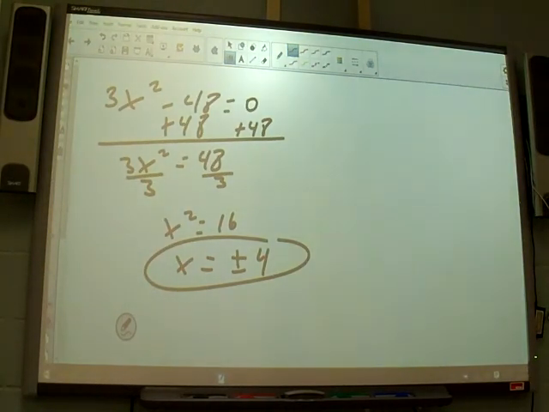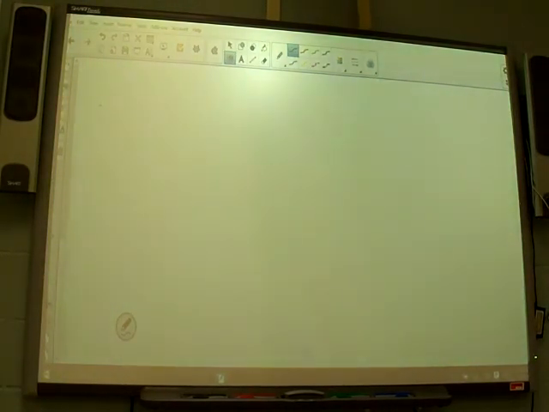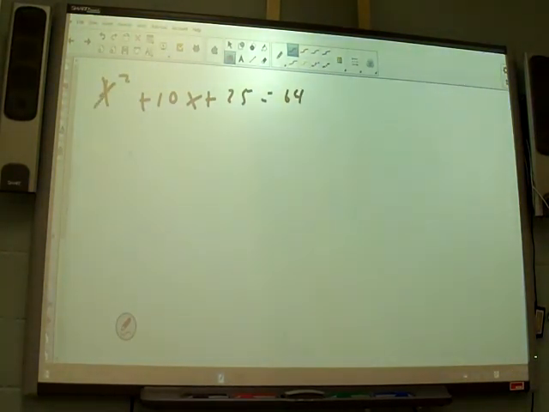On number 3, when I worked it the first time, x squared plus 10x plus 25 equals 64. First thing I did was move the 64 over to set it equal to 0. And then after that, I factored it. But Grant showed me that this is ready, as it is, for completing the square.